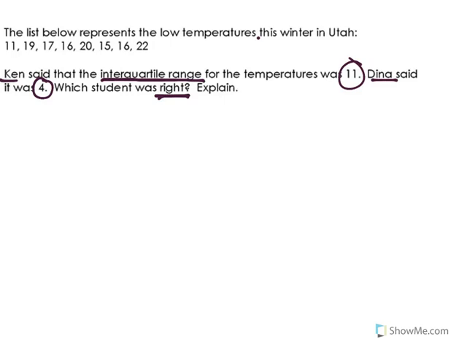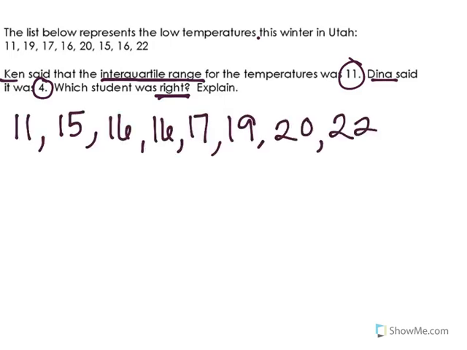Before I can find the interquartile range, I need to take the numbers in my data set and order them from least to greatest. Now that I have them in order, I want to first find quartile 2, which is the median. In order to find the median, I like to count and see how many pieces of data are in my data set. I see that I have 1, 2, 3, 4, 5, 6, 7, 8. If I have an even number of pieces of data, I'm going to have to find the average of the two middle numbers to find the median.